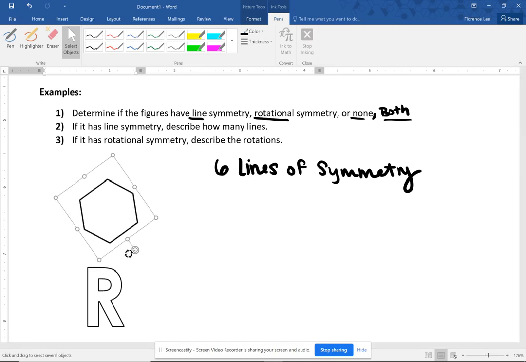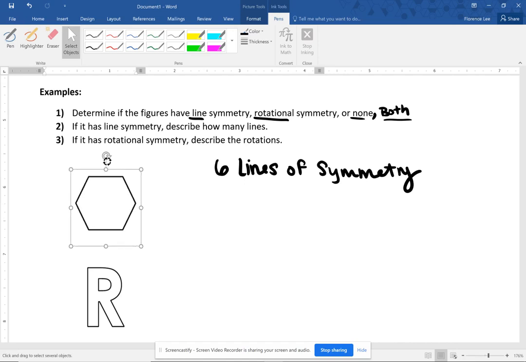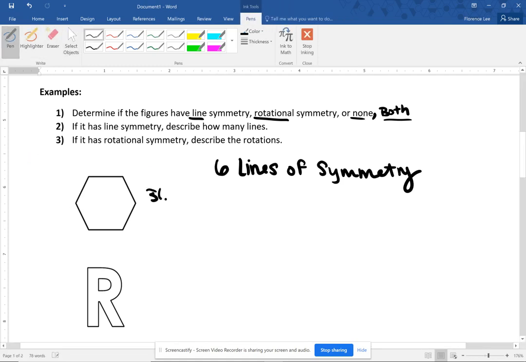2 turns, 3, 4, 5, and 6. Notice how I went all the way back to the beginning again because my cursor was here. I started here and I needed it to end up there. Notice how it took 6 different turns for me. So this hexagon, let's see, 360 divided by 6 would be 60. So yes, this has rotational symmetry.